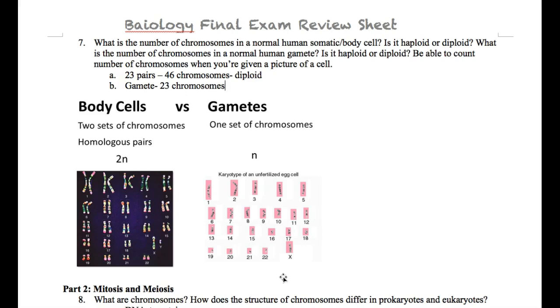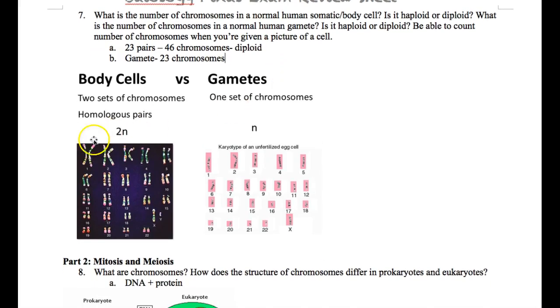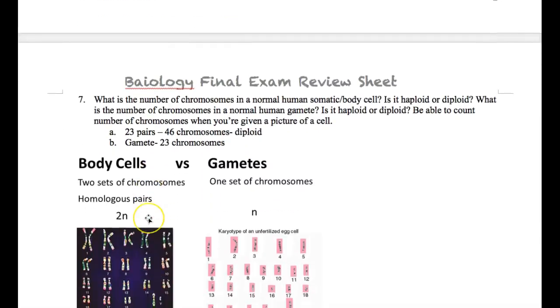But if we have an egg, it has to be an X. Be able to count the number of chromosomes when you're given a picture of a cell. If you see something like this, that's 2. So this is 26 chromosomes. But if we have right here, that's 1 chromosome. This is also 1 chromosome. So you need to be able to count the number of chromosomes.